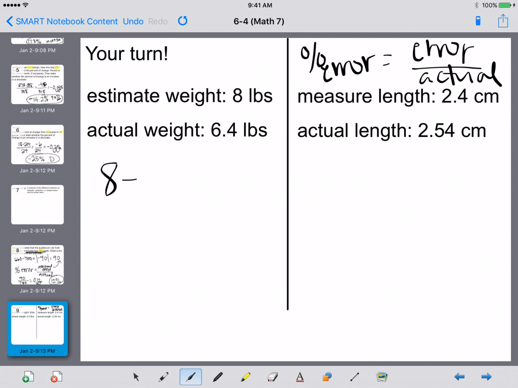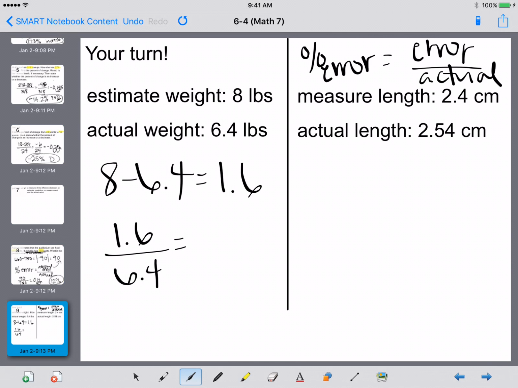So here you have 8 minus 6.4 equals 1.6. 1.6 divided by the actual weight of 6.4 is 0.25. Move the decimal, and we're at 25%.